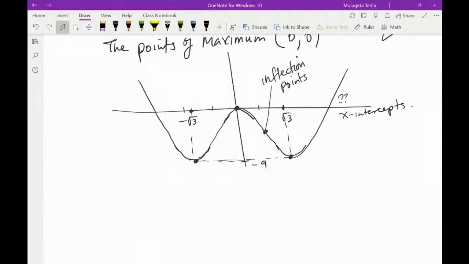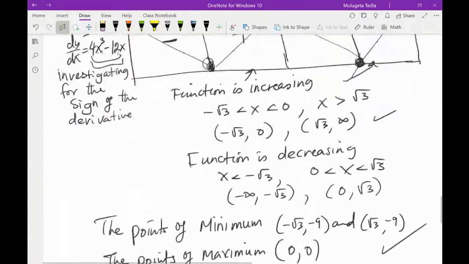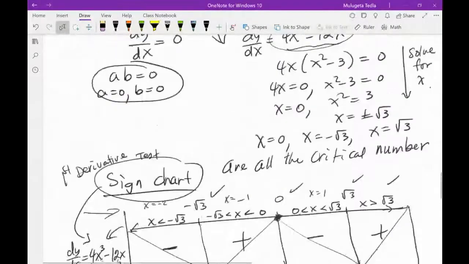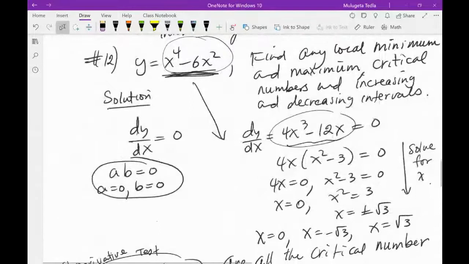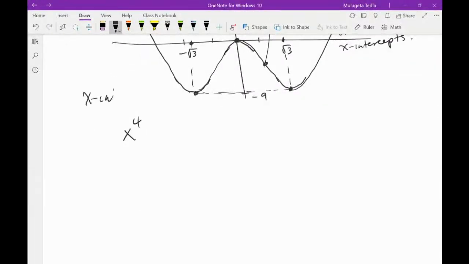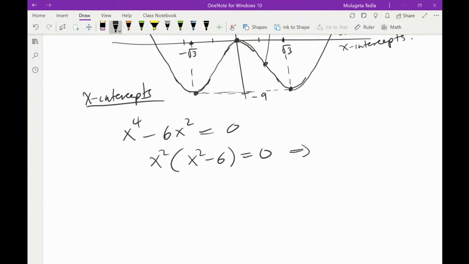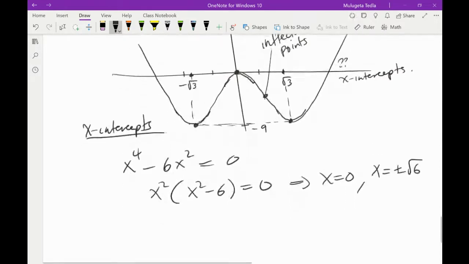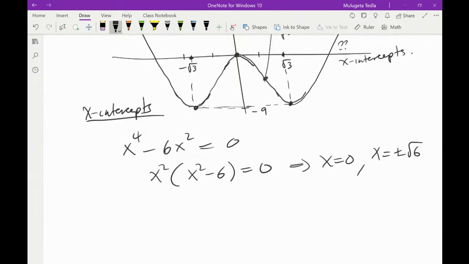The x-intercepts in this case are very easy. What are they? It is x to the 4 minus 6x squared. For x-intercepts, x to the 4 minus 6x squared equals 0. Because there is a common factor, it's easy: x squared times x squared minus 6 equals 0. This implies x equals 0, x equals plus or minus root 6, right? But sometimes it's difficult, you're right. Okay, am I right?